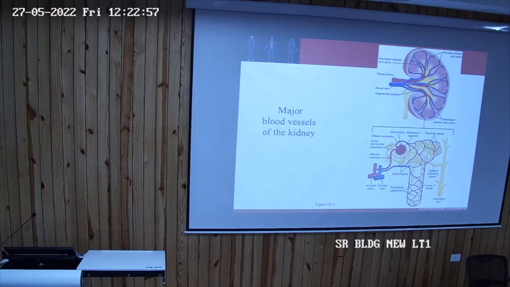and again that is the radiating, then arcuate. Exception in case of the veins is they don't have any segmental vein. Other than that, arcuate vein, interlobar vein, renal vein, and then the exit. Clear? So the difference between the artery and vein is the segmental vein, which is not there.